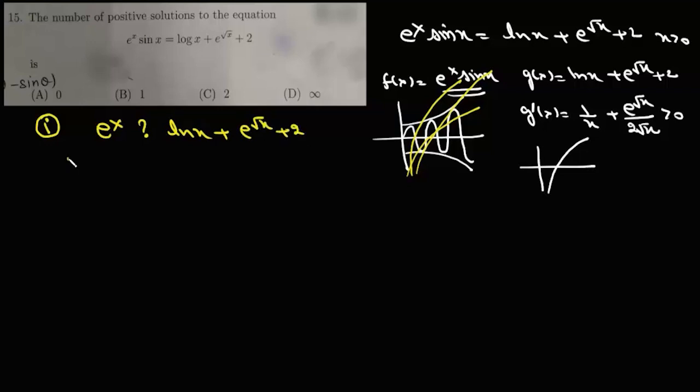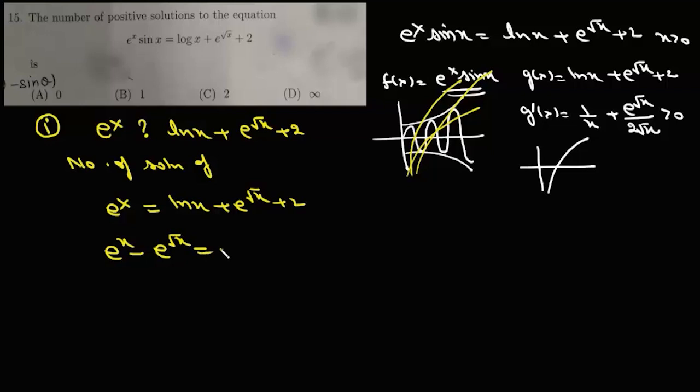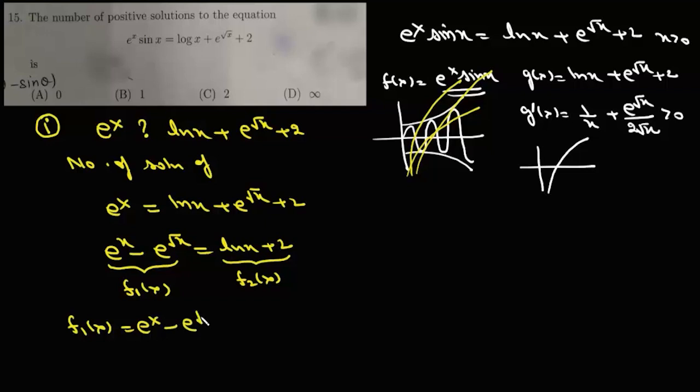So what we'll do is, first we'll find the number of solutions of this equation: e to the power x equals log x plus e to the power root x plus 2, or e to the power x minus e to the power root x equals log x plus 2. Here too, we'll consider them as two functions. Suppose the first function is f1(x) and the second function is f2(x). Now this f1(x) is e to the power x minus e to the power root x.